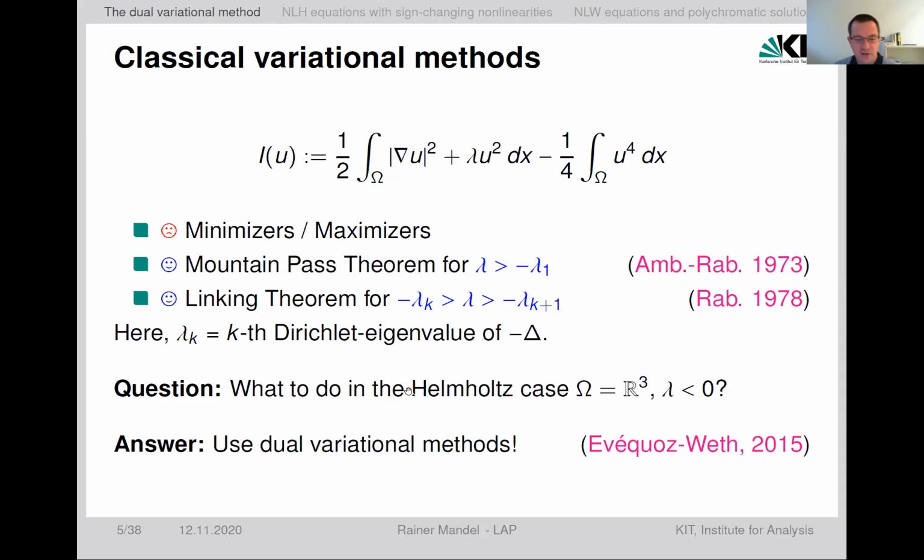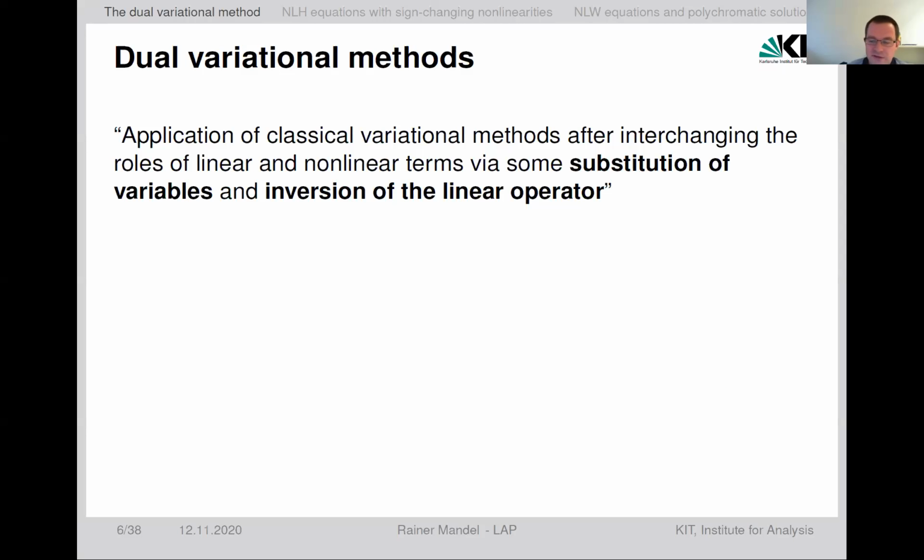And the answer is you can use dual variational methods, and this was used for the first time in the context of nonlinear Helmholtz equations by Evequoz and Weth in 2015. To explain this a bit further, I will now say a few words about the dual variational method in general. Here's an attempt at a short description of this method: it's the application of classical variational methods after interchanging the roles of linear and nonlinear terms by some substitutions of variables and inversion of the linear operator.